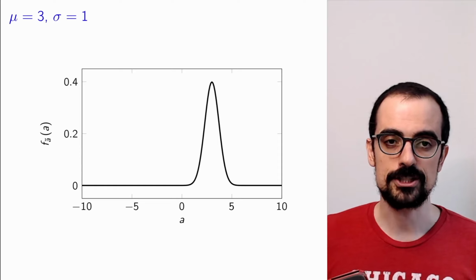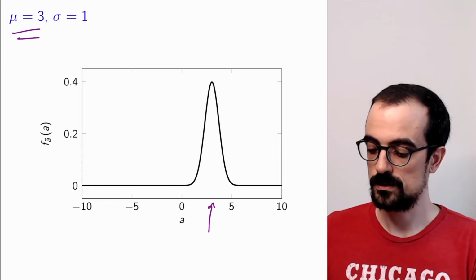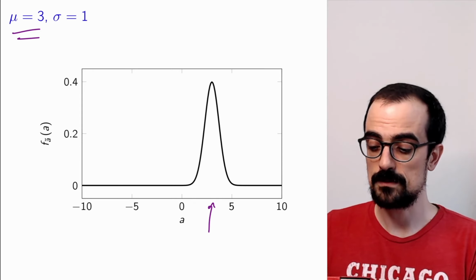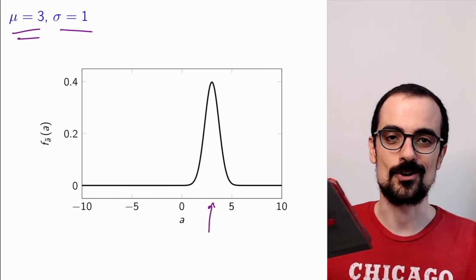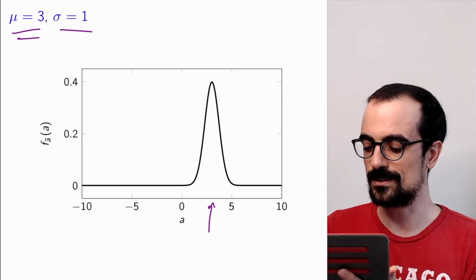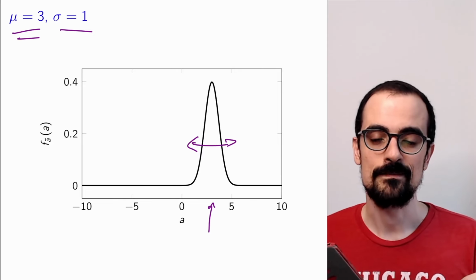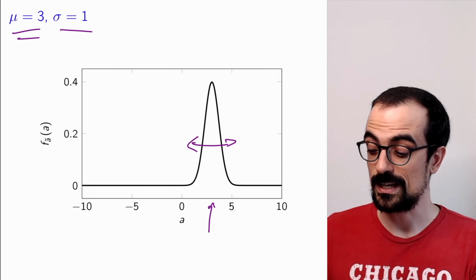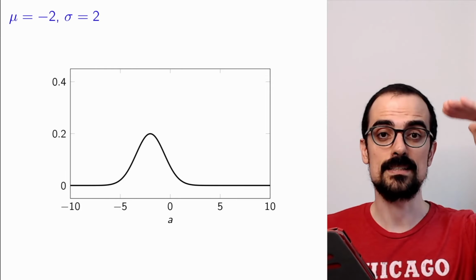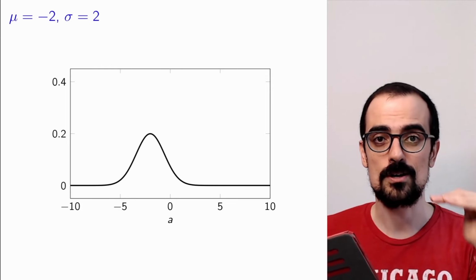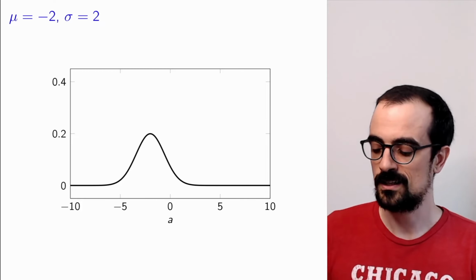So let's take a look at a picture. Mu tells us where the distribution is centered. Here it's centered at 3, and sigma tells us how much density there is far or close to the center, how fat or thin the distribution is. In this case, sigma is equal to 1. If we increase sigma, then the PDF becomes fatter. See that the height becomes smaller, the PDF also becomes shorter because it has to integrate to 1.